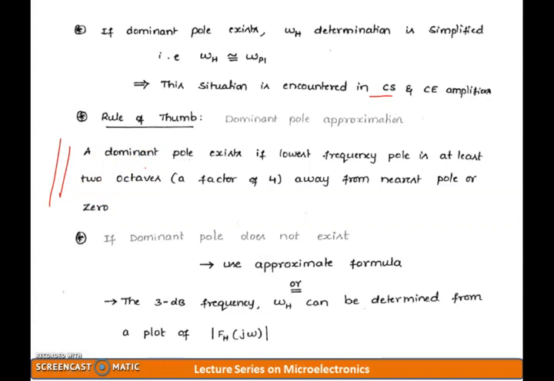Then if a dominant pole does not exist, we use an appropriate formula, or the 3 dB frequency omega h can also be determined from the plot of FH of s, FH of j omega, or the mod of that particular thing. Anyway, let's not worry much about this rule of thumb. We'll figure out how to determine omega h when we discuss the open circuit time constant determination of FH. Every concept in determining omega h or FH can be made very clear when I talk about that concept.